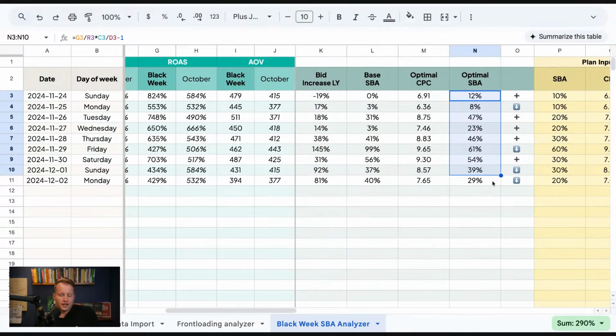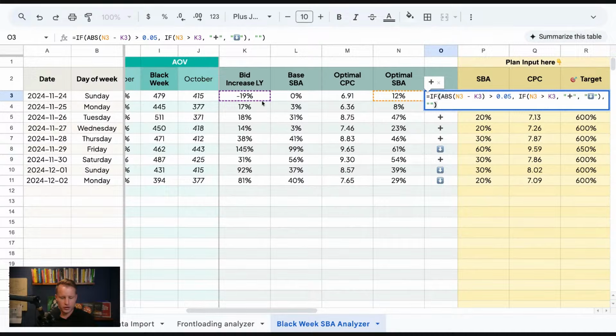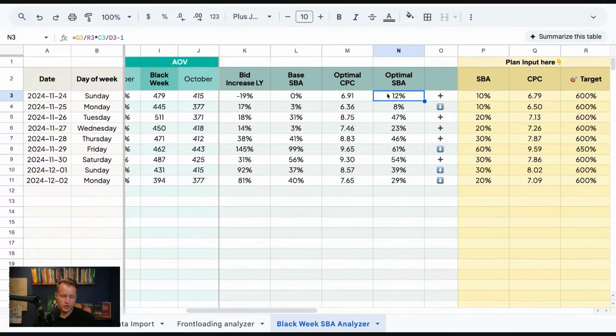This part is where you really have to put in your Google Ads head, because this isn't 100% correct, because there's some knowledge that's not correct. There's some overly aggressive stuff like that. So this is just an intended optimal SBA. It then compares what is the bid increase we saw last year and what's the optimal SBA on the day.